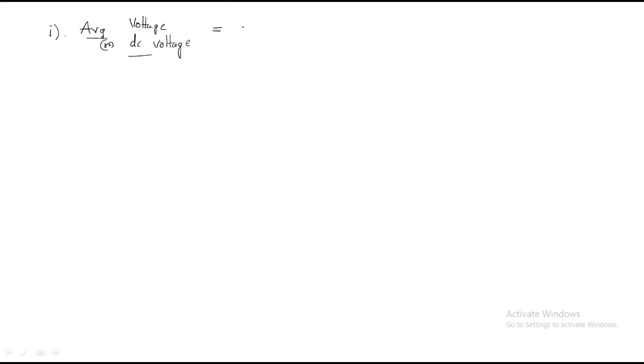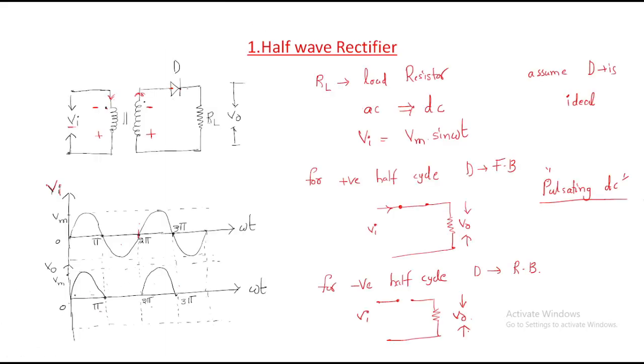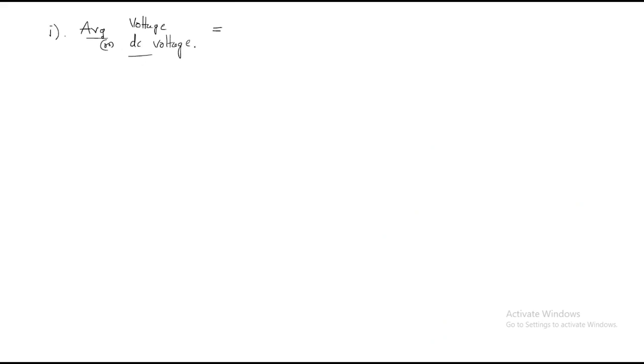Okay, so any average voltage is represented like that. That is, this is the area covered by the waveform and the total time period. This is the area covered, and the total time period is the repeated wave. If you observe here, the wave is repeated like that. So like that we can write the equation like this.